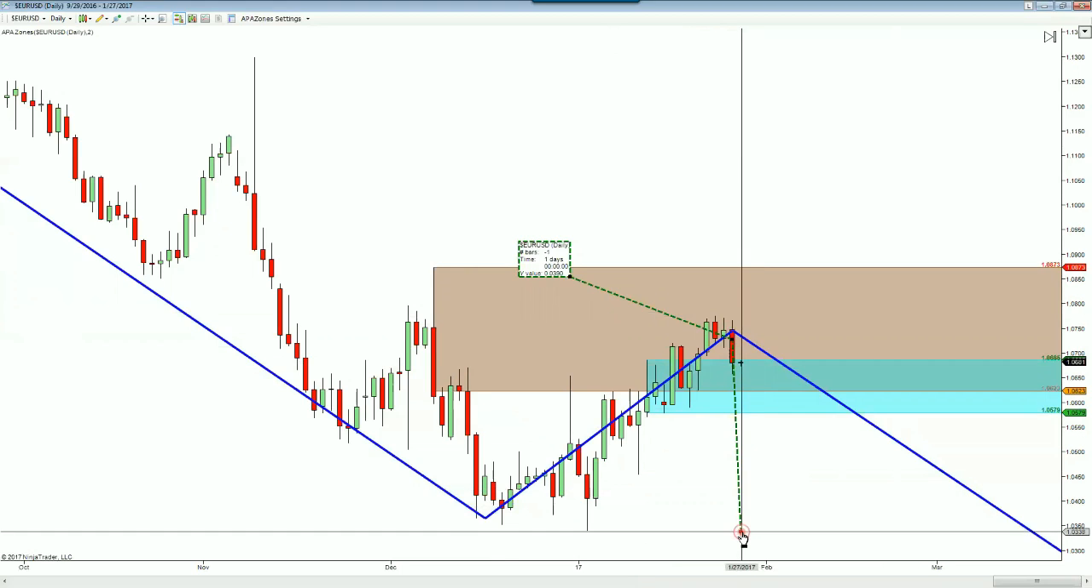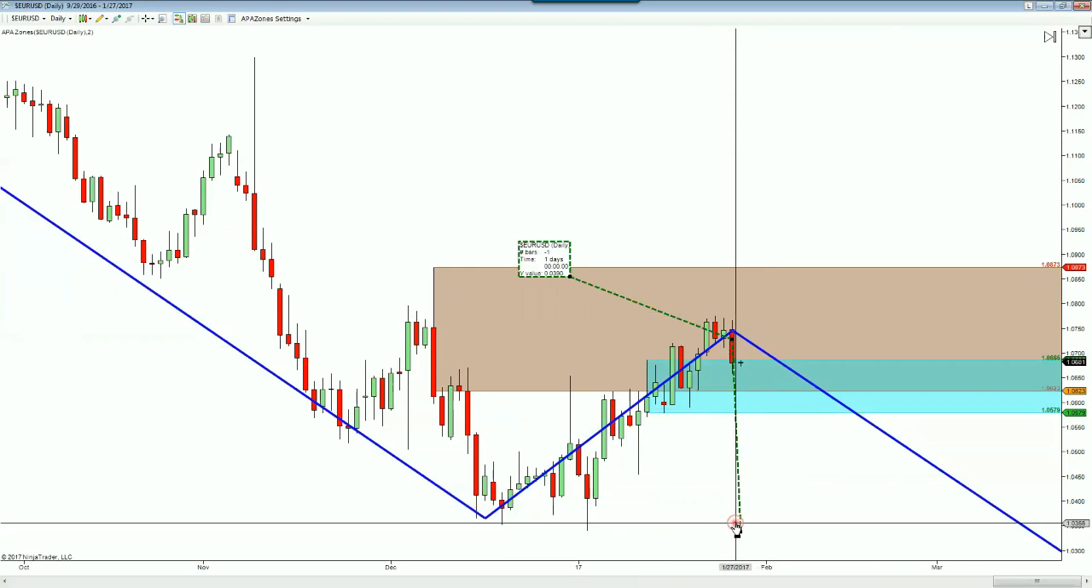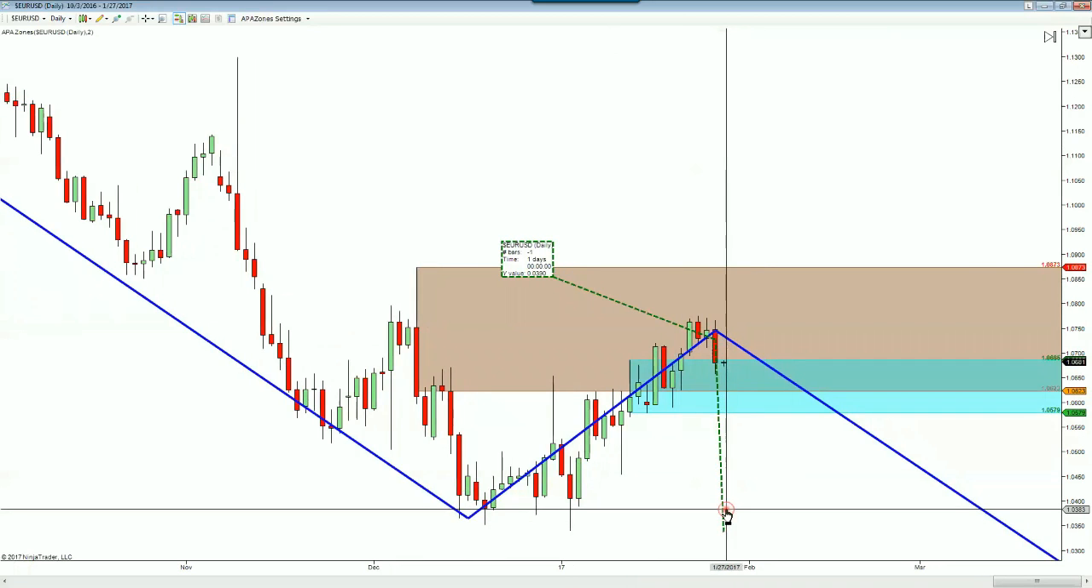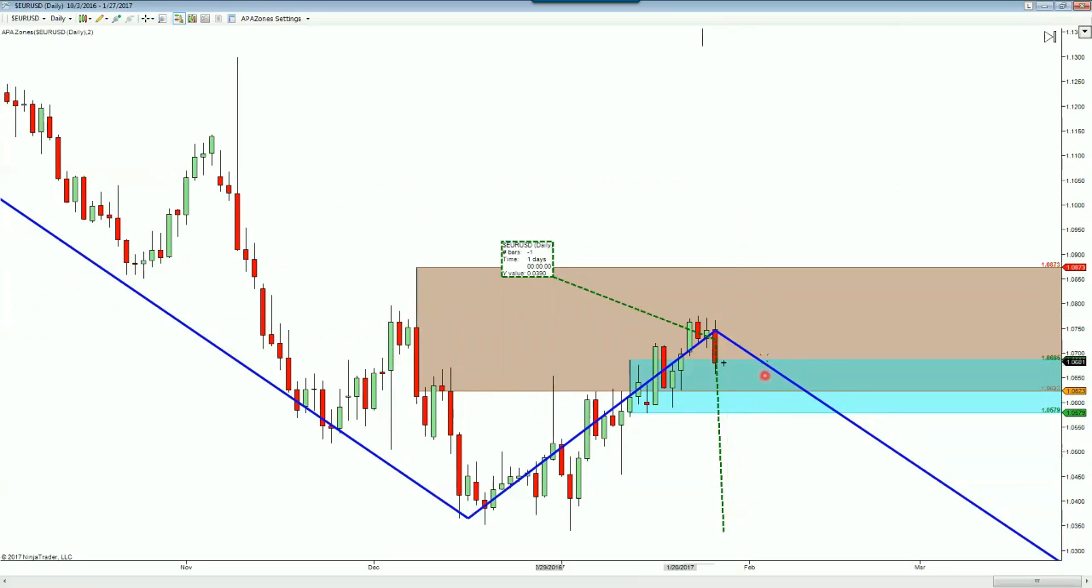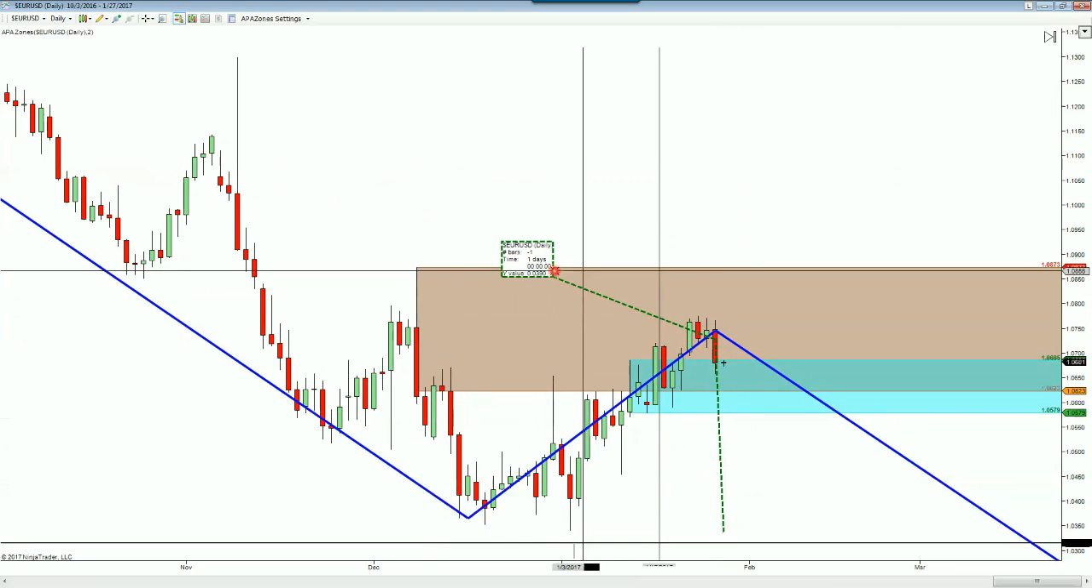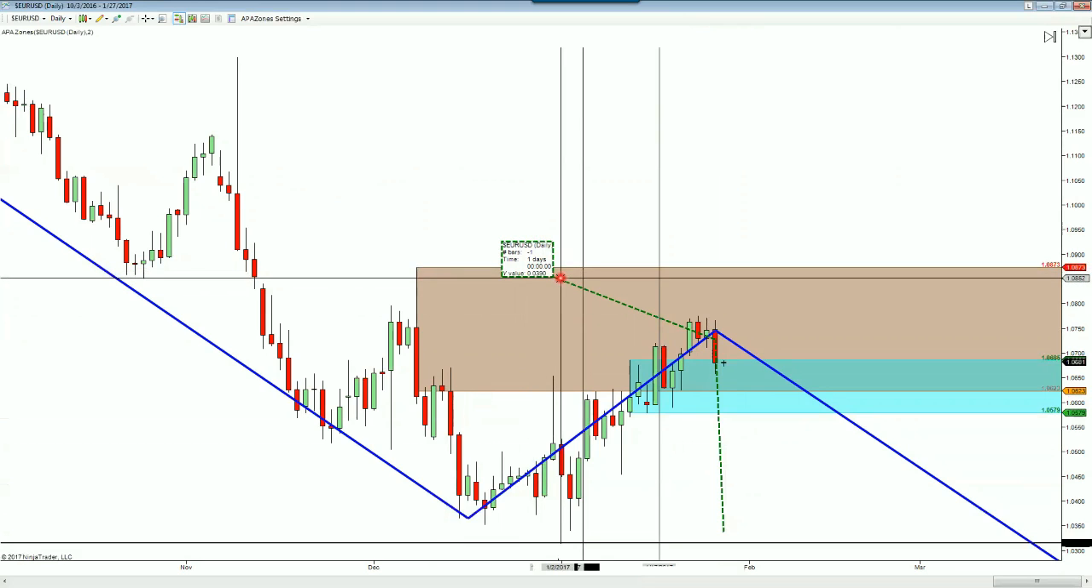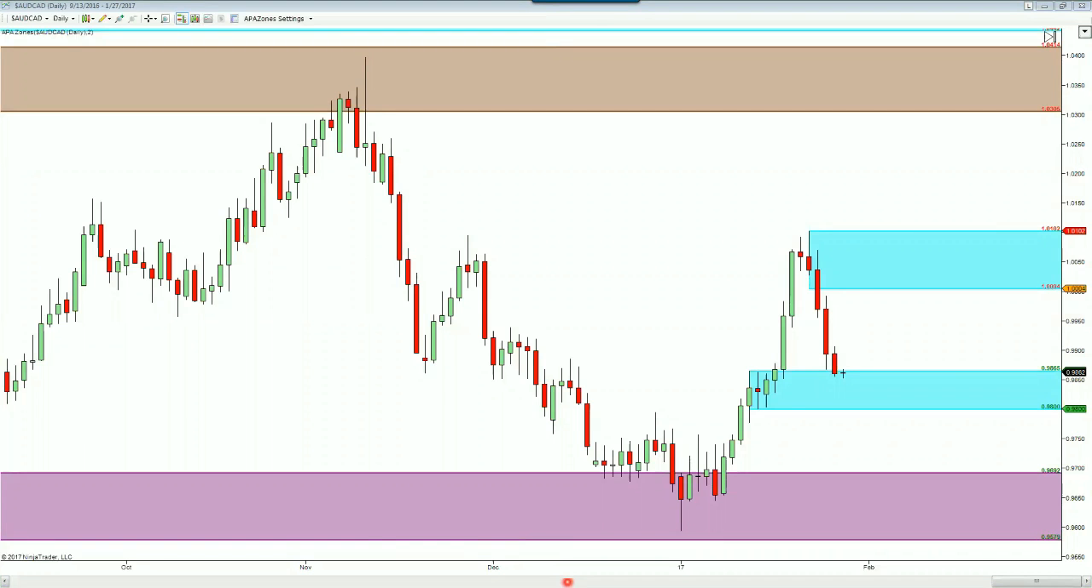So what we can see is that this Elliott wave and zone theory seem to be lining up very, very nicely, and we're hoping to see the continuation to the downside here on the euro dollar for around 400 ticks.